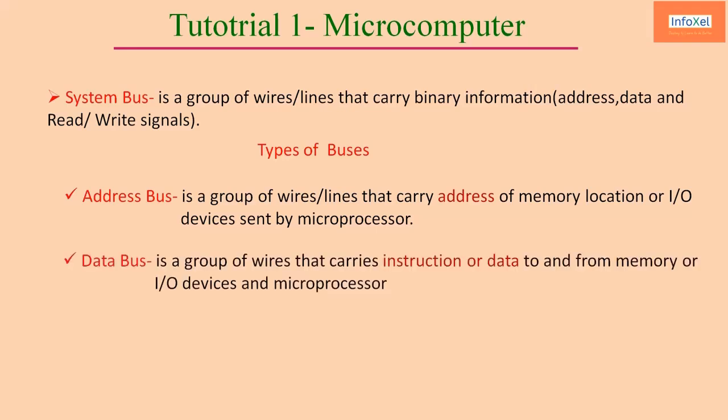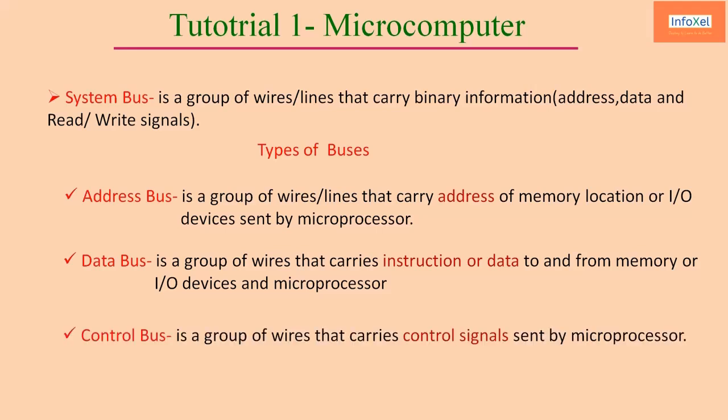The second type of bus is the data bus. The data bus is a group of wires that carries instructions or data to and from memory or to and from input-output devices and the microprocessor. So the data transfer takes place between a microprocessor and a memory, or between a microprocessor and input-output devices.